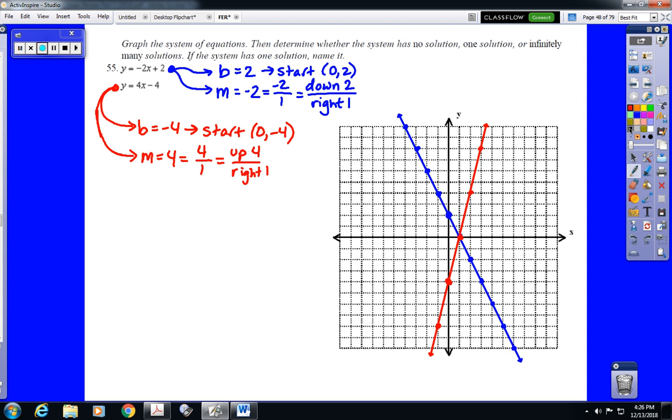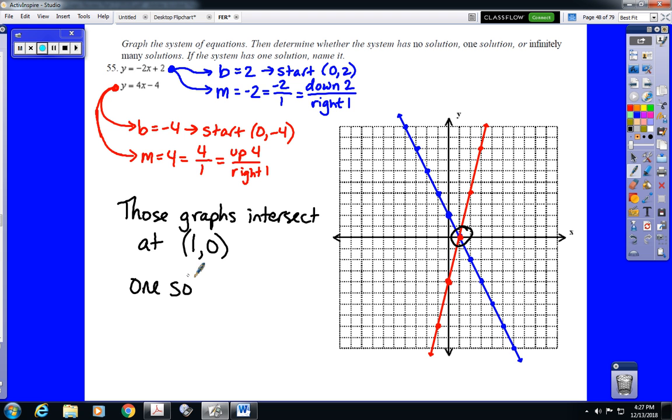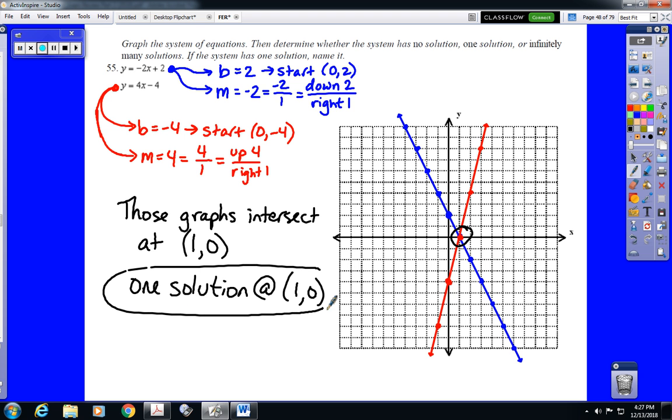Now, as for the solution, it is where those two graphs intersect. So those graphs intersect at the point 1, 0, which is the solution. So this system has one solution at 1, 0. So what it asked us, how many solutions, and if it's 1, what is it? So there we go. We've answered that question.